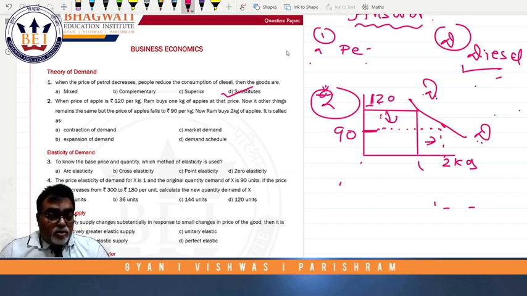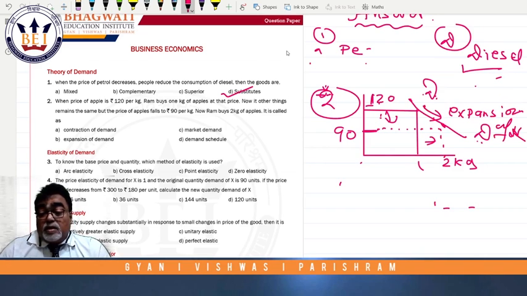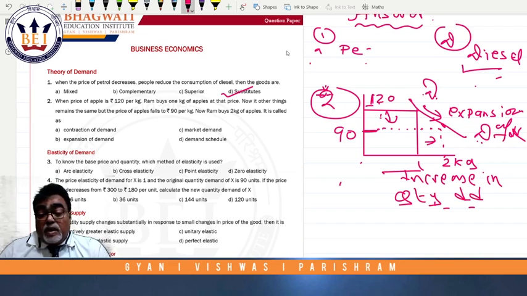What is happening here? This movement, point to be noted, is movement along the demand curve. I repeat, this movement is movement along the demand curve. There are two concepts: one is movement along the demand curve and the other is shift in demand curve. So look, here price falls, demand increases, so obviously it should be movement along the demand curve, and from here to here it is called expansion of demand. In another way we can call it increase in, I repeat, increase in quantity demanded.